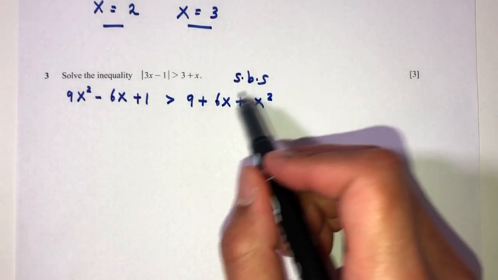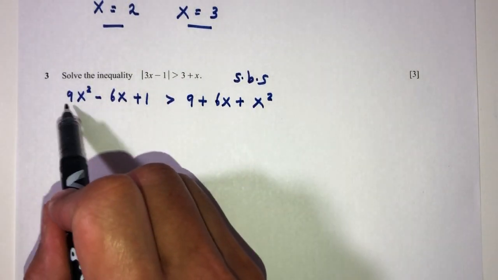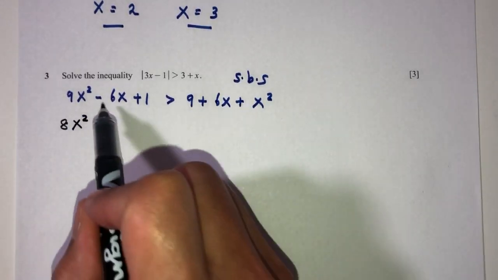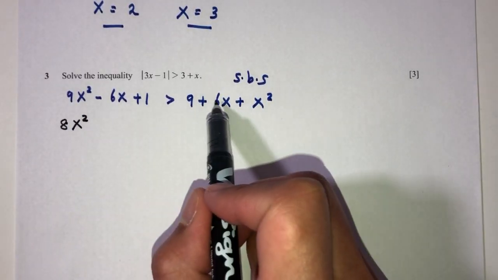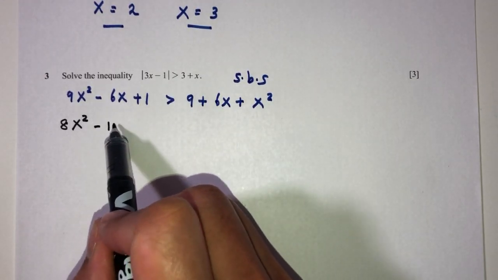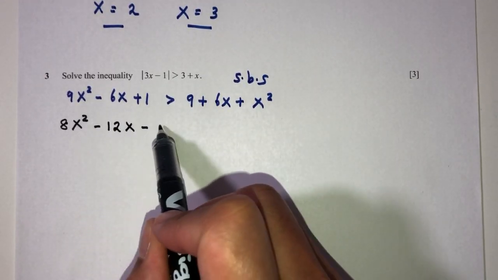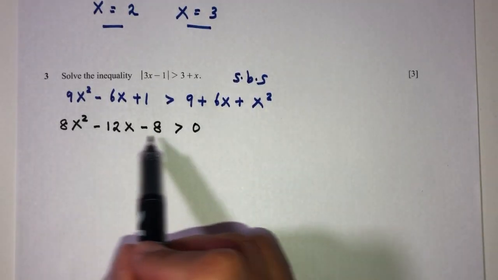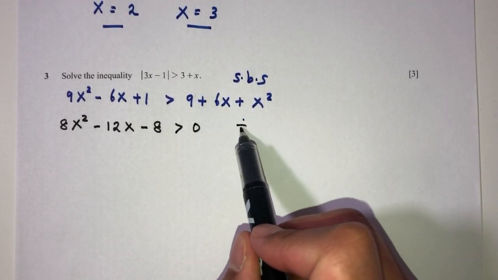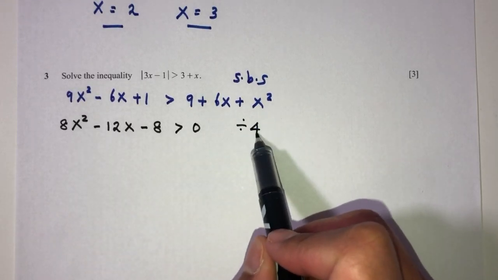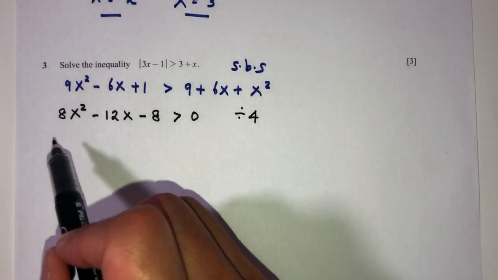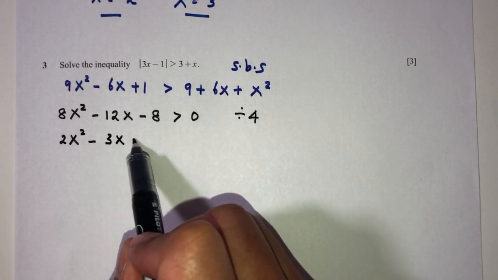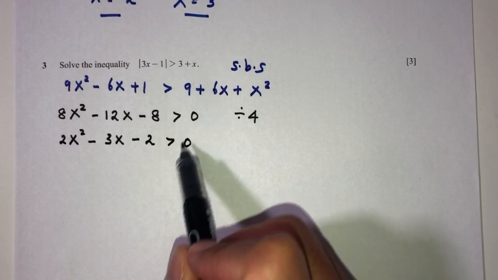Now let's send everything to one side. You will have, so 9 minus 1x will be 8x squared, minus 6 plus, so send this over here, become minus 12x. That will become minus 8 more than 0. Now we can simplify this. If you observe, everything is divisible by 4, right? Simplify, you will have 2x squared minus 3x minus 2 more than 0.